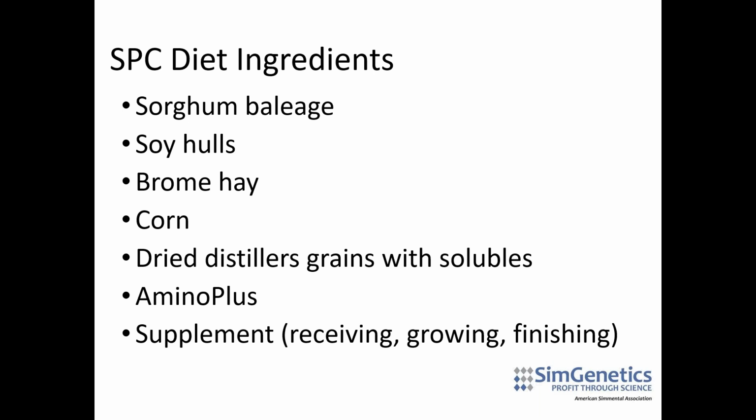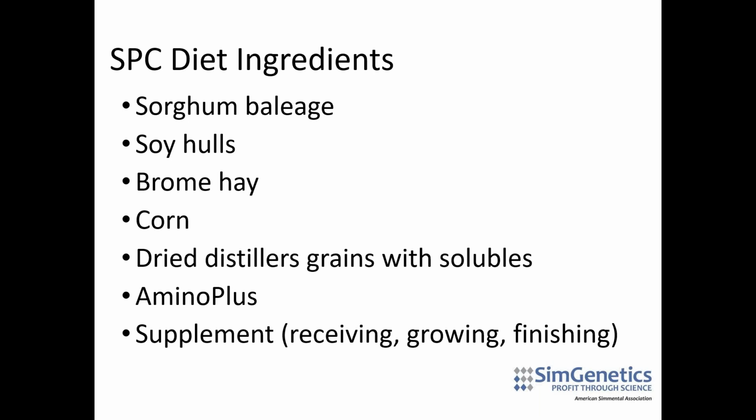And so at Mizzou, they've got three different levels. When the calves first got there, they got a receiving supplement, then a growing supplement, and then finally they'll get a finishing supplement. Right now, the baleage and the soy hulls were part of the receiving diet. So your calves are past that, and they're in kind of a growing-finishing stage right now. So the diet right now does not contain the baleage or the hulls, but does have brome hay, corn, distillers, and these two supplements here at the bottom.